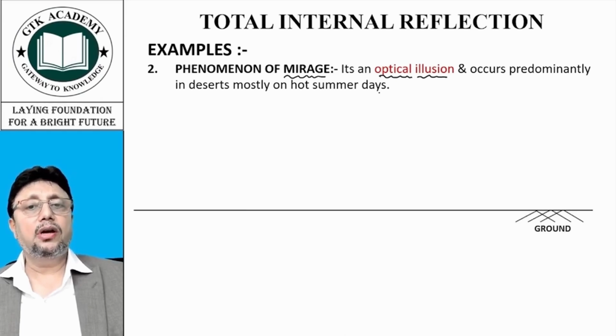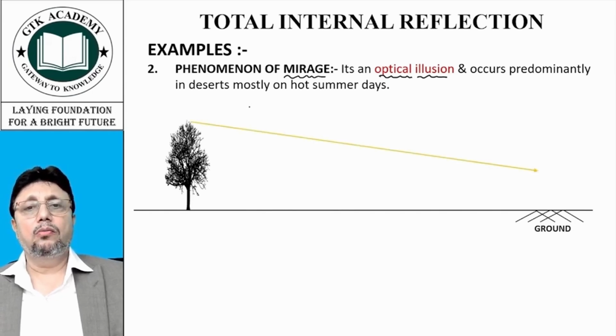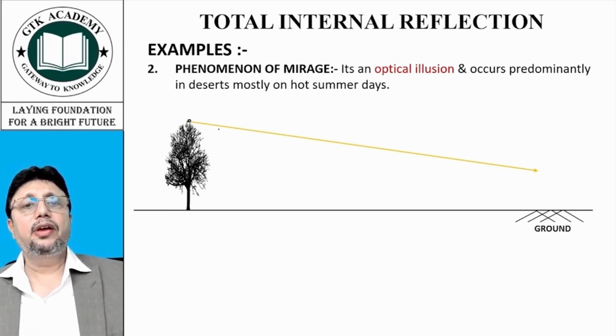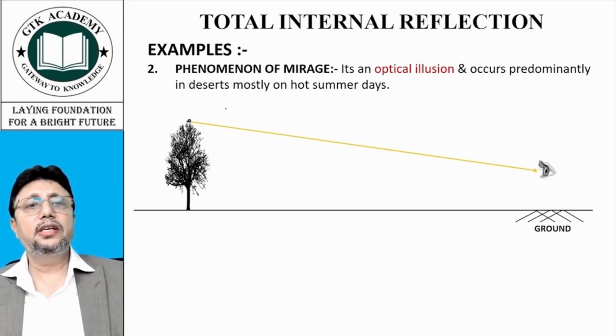For example, this is ground. You are standing in a place which is very hot, say desert itself, and you have a tree here. Now, rays from the tree, from any point of the object, emanate out in all directions. For example, one ray from the top of the tree comes out like this, and my observer is here. So he'll see the top of the tree when the light ray from the top strikes his eye.